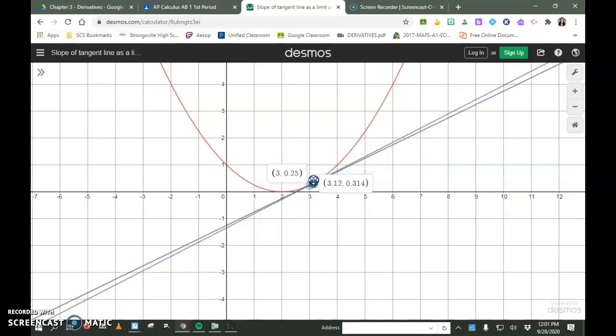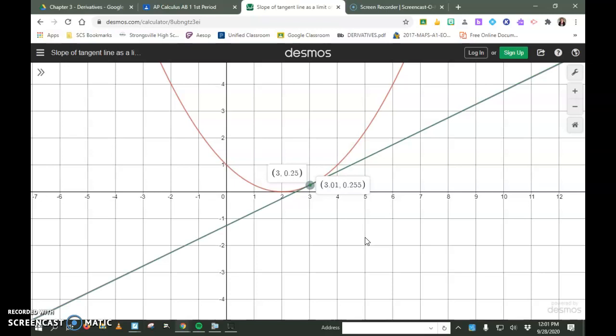In fact, here's 3 to 3.1. Notice that the secant line is very close to the tangent line, and I'm getting a really good estimate of what the slope of my tangent line could be. And the closer I move this, when I pick x values even closer to 3, notice at 3.01, the slope of the secant line and tangent line are going to be pretty much the same. In fact, on my graph here, it looks like the secant and tangent line are overlapping each other.